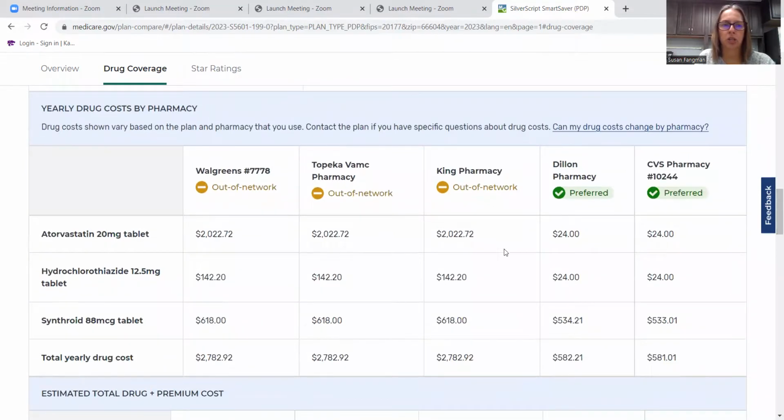This little chart shows us the yearly drug cost by pharmacy for each prescription. So on the atorvastatin, this is what you would pay for a year if you went to this out-of-network pharmacy. Notice the huge difference in price going to a preferred pharmacy. And so you'll see that price for each prescription for the year.